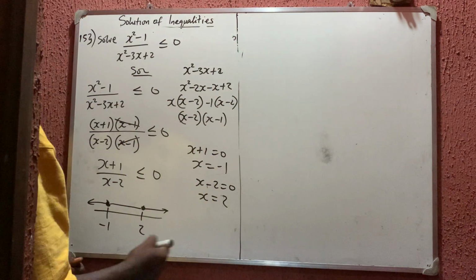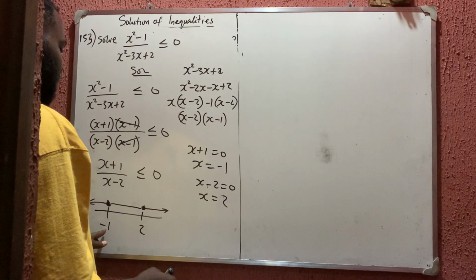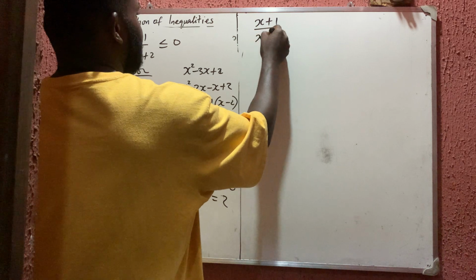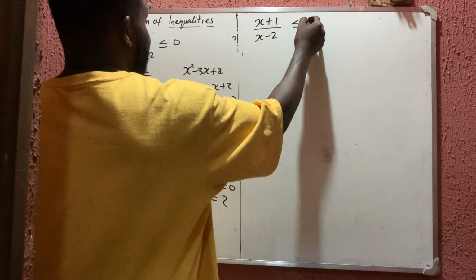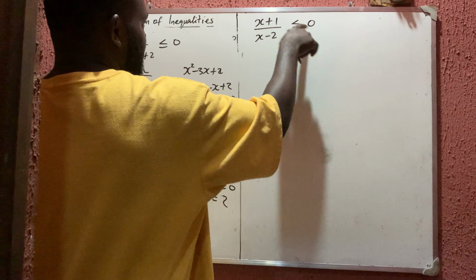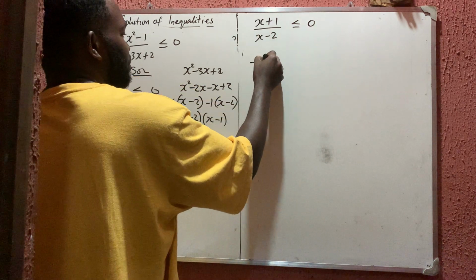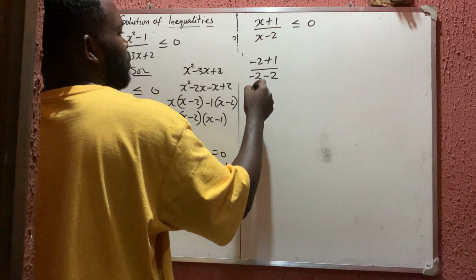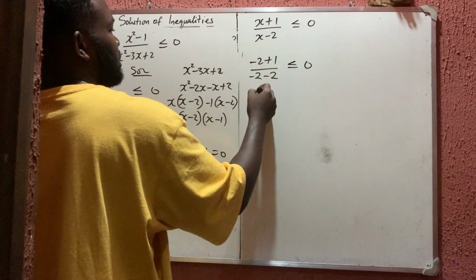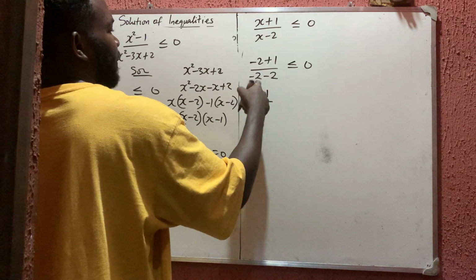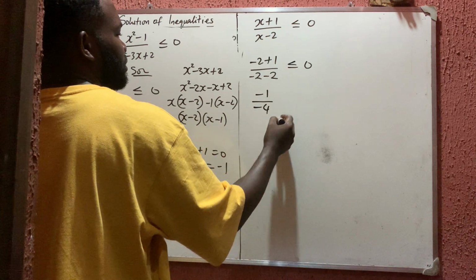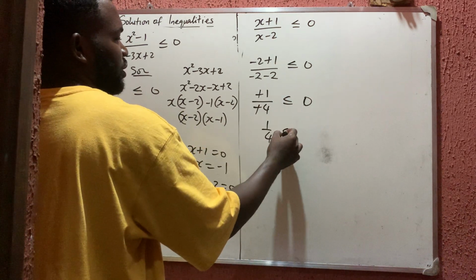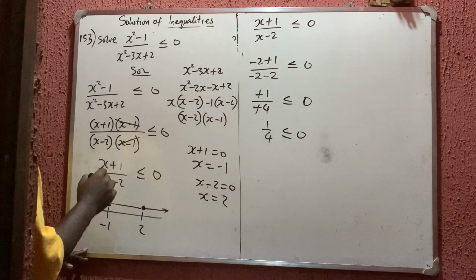Now give me any number that is less than minus 1. Minus 2 is less than minus 1. So I have x plus 1 all over x minus 2. We need a negative answer. Less than or equal to 0 means a negative answer. So if I check minus 2 plus 1 all over minus 2 minus 2, that gives me minus 1 divided by minus 4, which is a positive answer, 1 over 4. So I got positive here.